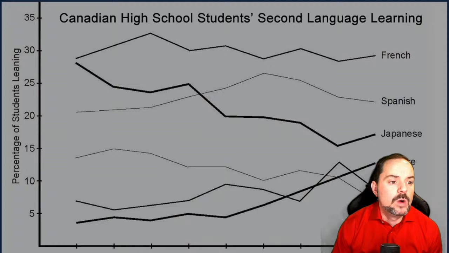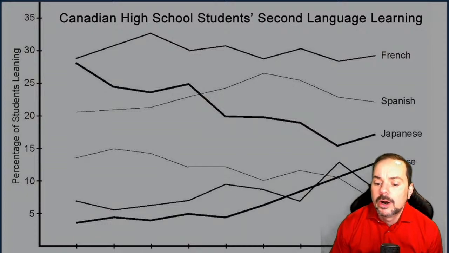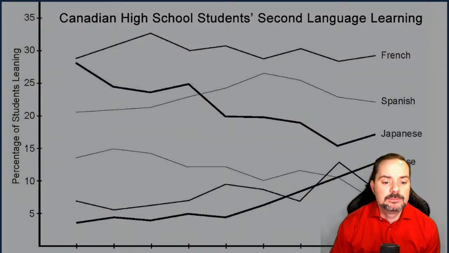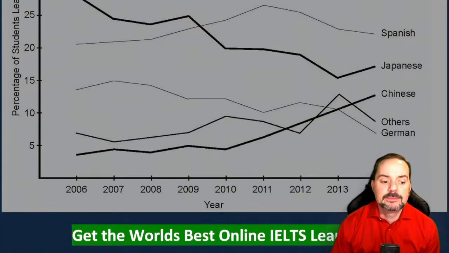All right. Let me just switch colors here. And then on the y-axis, so this is my y-axis that's going down here, I have the percentage of students learning. So this is the percent of students. And I can see that this is from 5 to 35%. And the intervals, right? So these differences are 5%. Okay. So I've got 5% differences there.